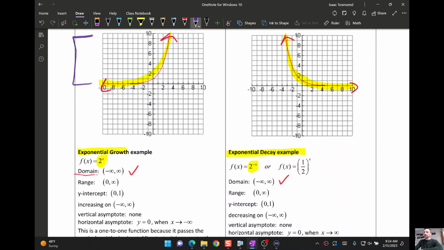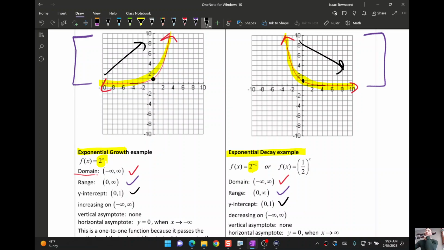It goes as low as 0 and up forever, as low as 0 and up forever. That's why the range is that. Y-intercept, both 0, 1. This graph is increasing because it goes up over time, and this graph is decreasing because it goes down over time.